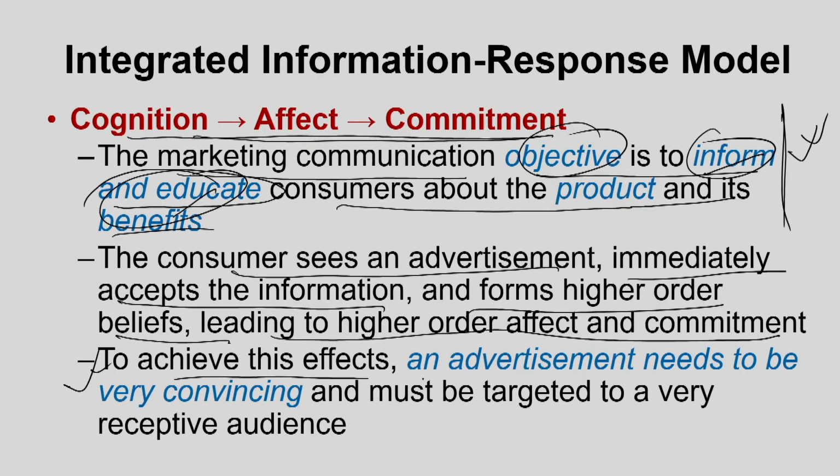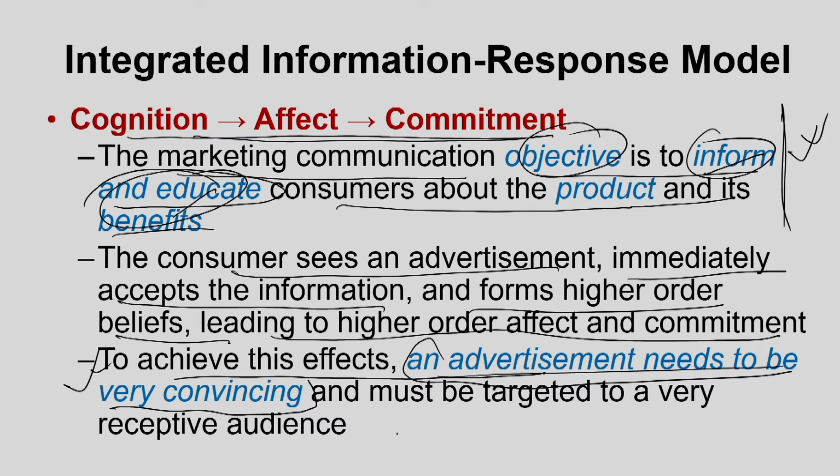What happens then? To achieve this kind of an effect, an advertisement needs to be very convincing. As I said, most advertisements lack this factor. Also, if you are buying a high involvement product, a product which has a high level of risk, people will not go through the cognition, effect, commitment model. When a product requires a lot of money, a lot of commitment from your side and has a large amount of risk, for those kinds of products, this model is not sufficient.